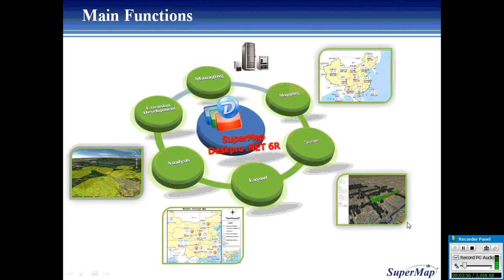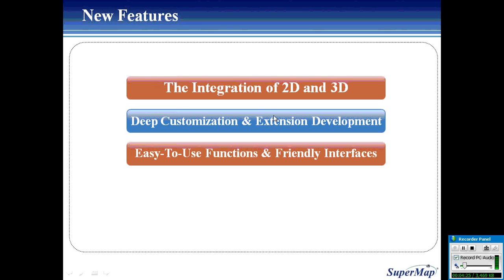And the SuperMap Desktop.NET 6R provides some analysis functions, which can be used in 3D scenes, such as network analysis or path query. And this is a highlight in SuperMap Desktop.NET 6R. It is customizable and extendable.